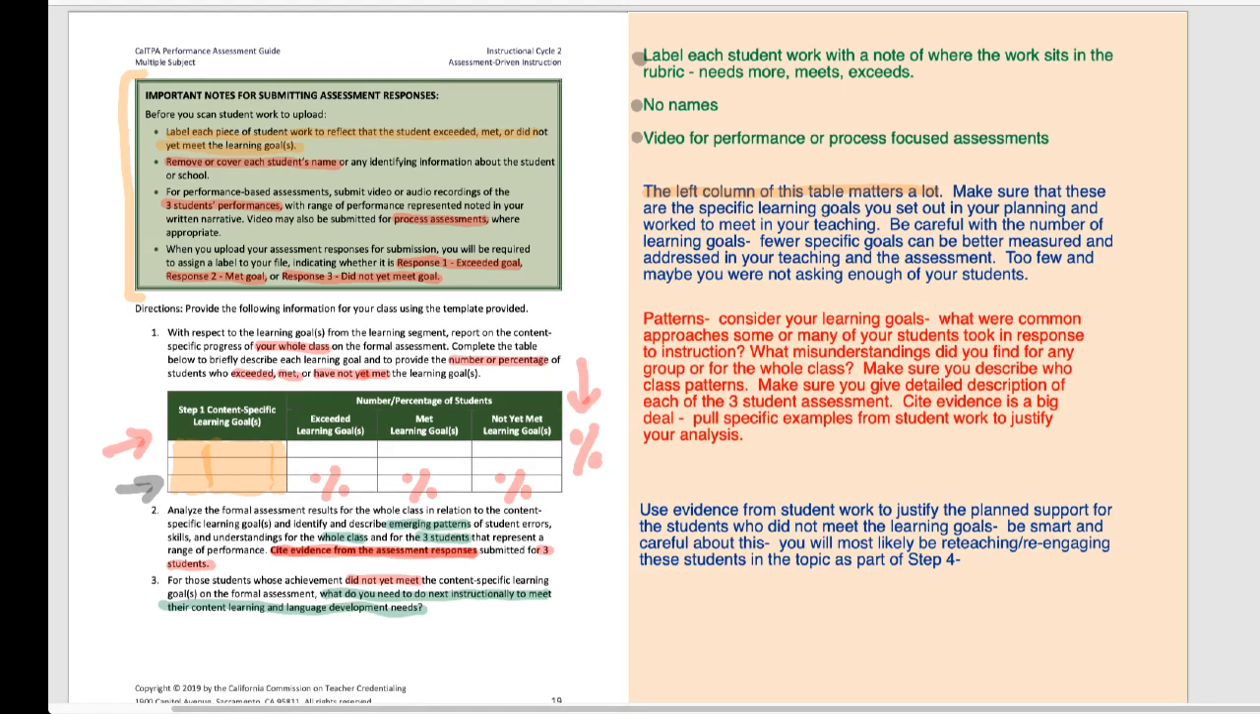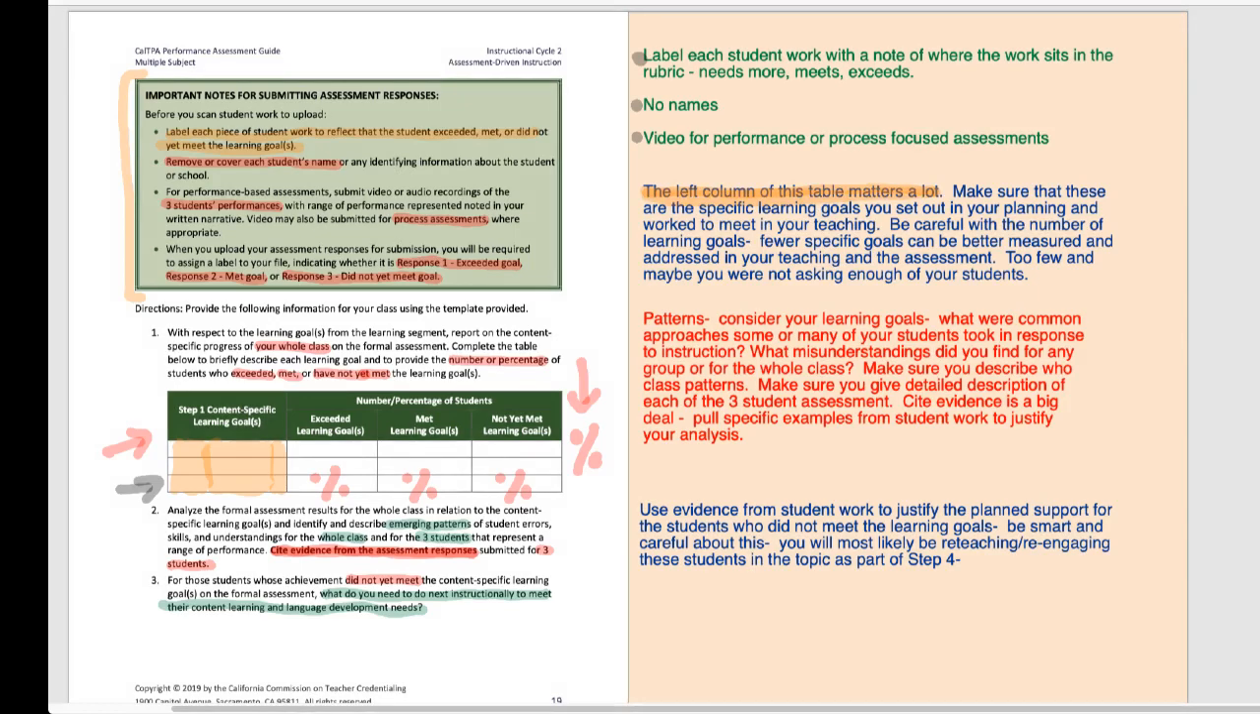I also wrote, if you put too few learning goals in this step 1, then you probably didn't ask enough of your students, and you won't have much to say about what's going on with them. Most likely, in your planning, you set out 3 or 4 particular things that you want students to be able to do, show, know, explain, demonstrate, and those are the things that should be in this left column, all right? And the strength of those learning goals, the clarity of those learning goals, and your ability to see them in student work will play out in your analysis. That's a big, big deal. So the left column of this table matters a lot.